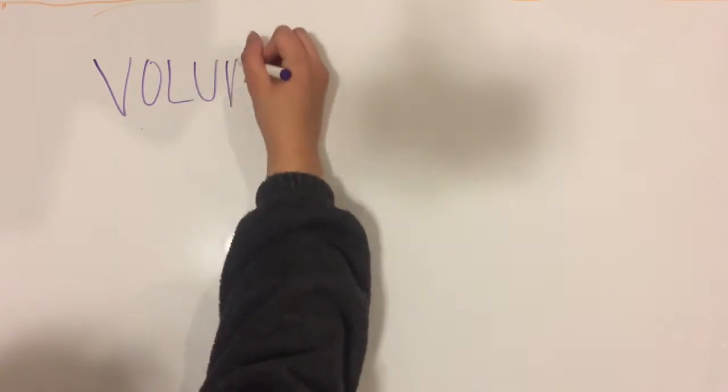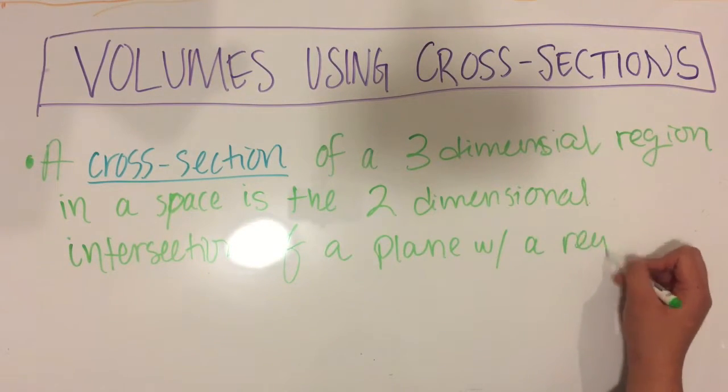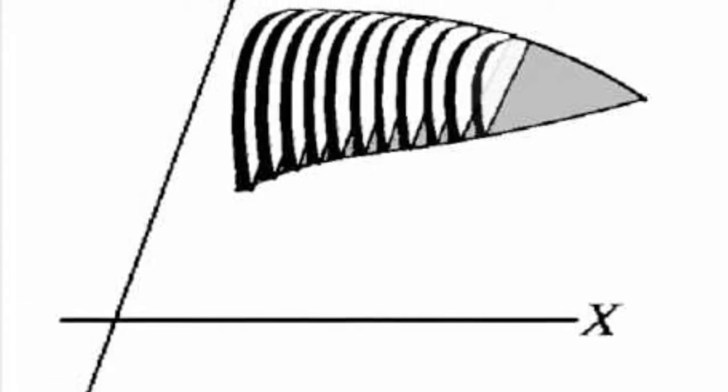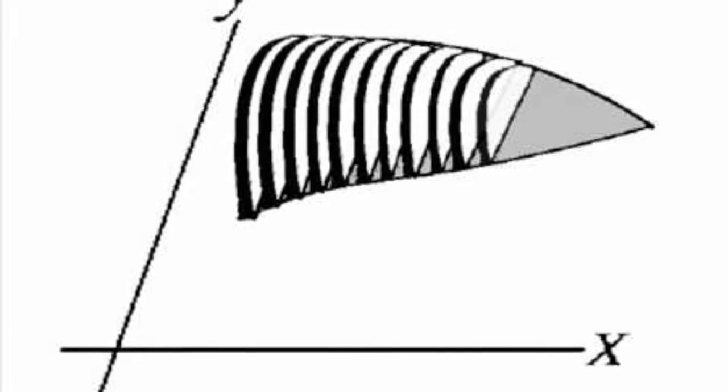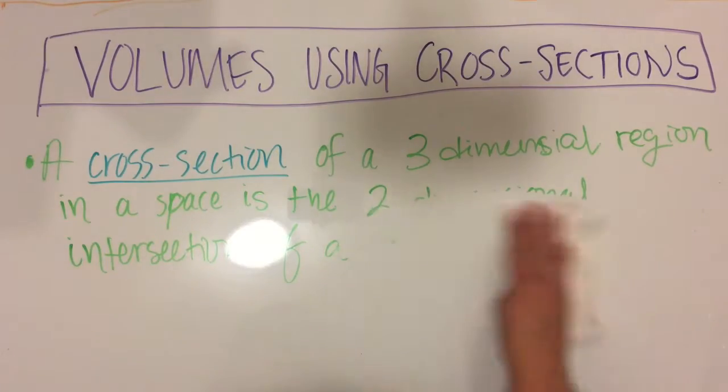The next topic we will cover is volumes using cross-sections. A cross-section of a three-dimensional region in space is the two-dimensional intersection of a plane with the region. Here's an example with a function that has circular cross-sections, and this one has cross-sections in the shape of squares.